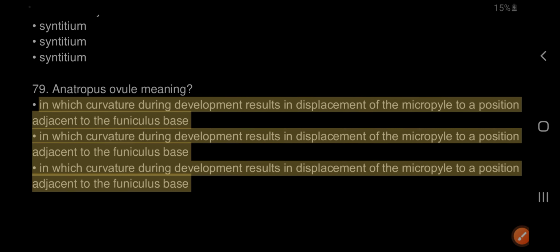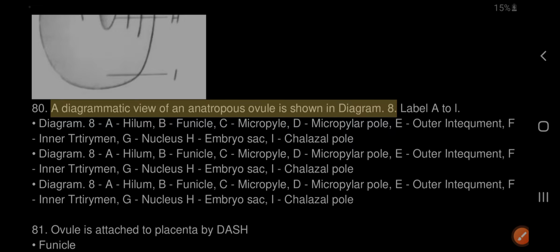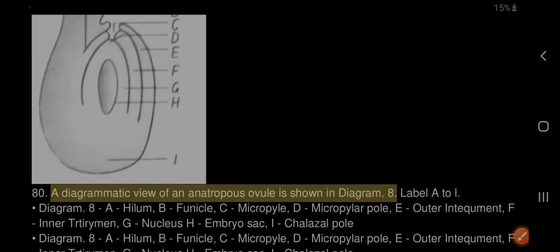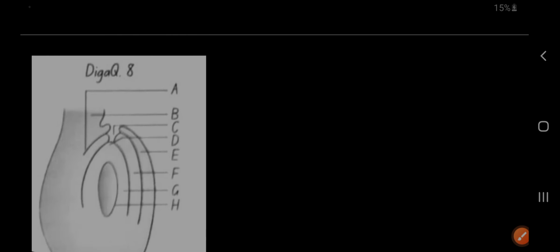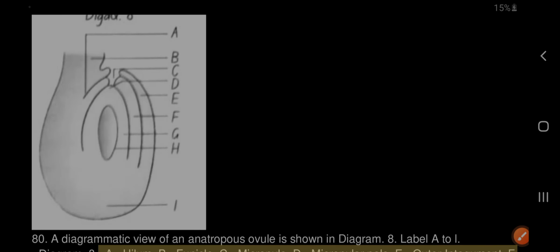80. A diagrammatic view of an anatropous ovule is shown in Diagram 8. Label A to L. A. Hilum. B. Funicle. C. Micropyle. D. Micropylar pole. E. Outer integument. F. Inner integument. G. Nucellus. H. Embryo sac. I. Chalazal pole.